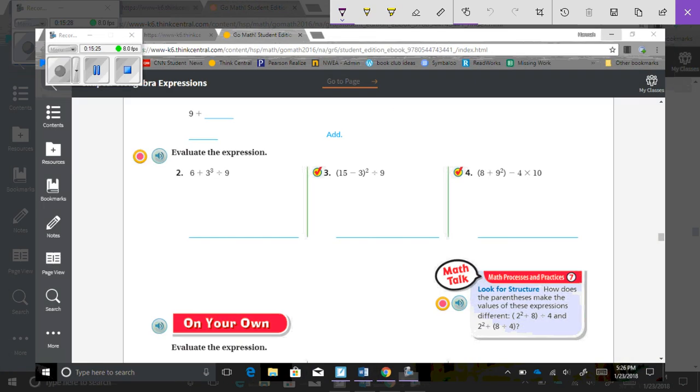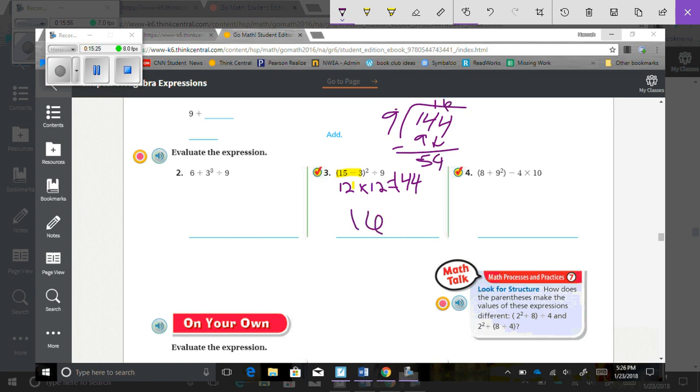Okay, so we're going to do 15 minus 3 first, which is 12 times 12, which equals 144. I'm going to take 144 divided by 9, which is 16. So my answer will be 16.